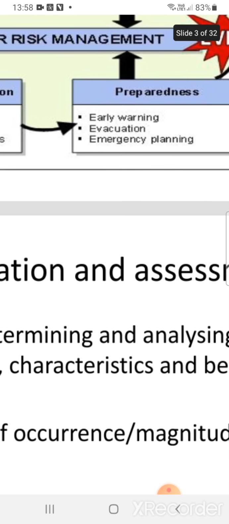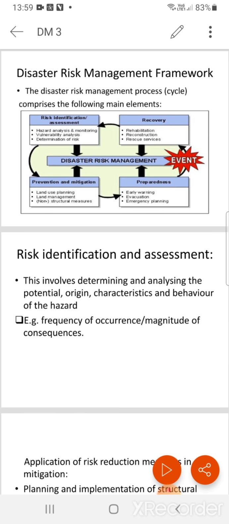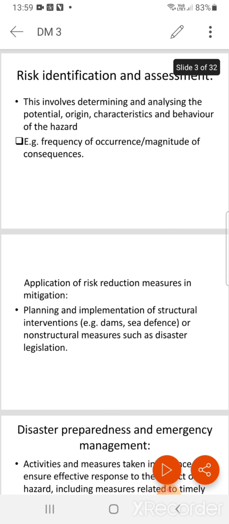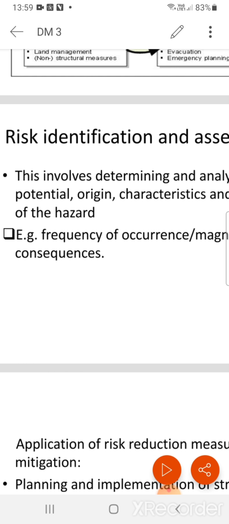Something else that you have to understand at this phase is risk identification and assessment. Now, the term risk identification and assessment should be understood because it involves the determination and analyzing of the potential, origin, characteristics, and behavior of the hazard. So, the identification of risk involves analyzing the potential.